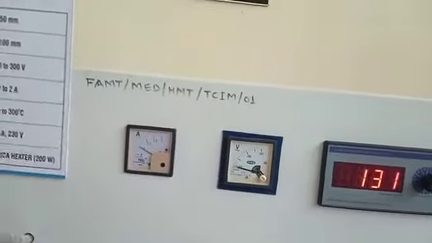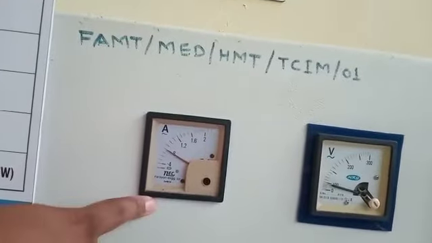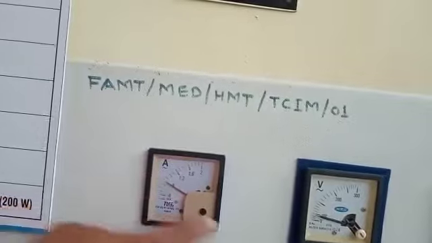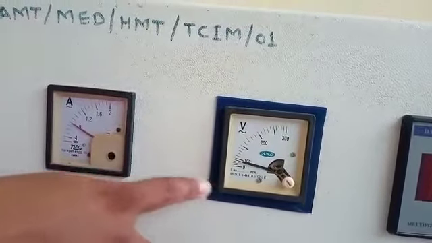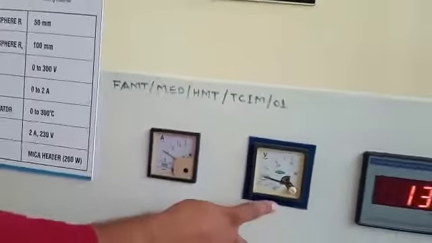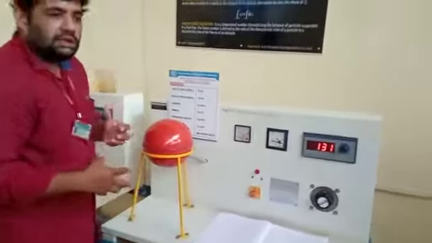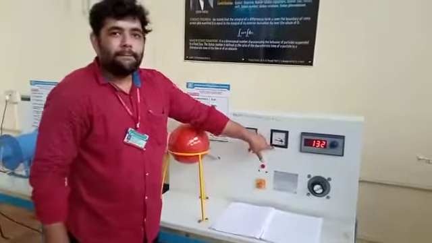Now how much current is flowing and what is the voltage difference, you can observe the current with the help of this ammeter. Currently the reading is around 0.8, and the voltage you can observe with the help of this voltmeter. This is the ammeter, this is the voltmeter. The ammeter will give you the current flowing through the coil, and the voltmeter will give you the voltage difference across the coil. So this is about V and I.